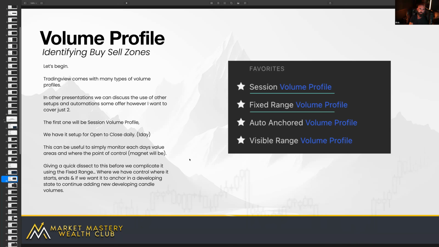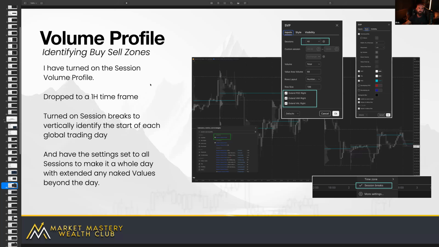We have it set up for open to close daily, meaning it's just going to give you a fresh volume profile every single day. This can be useful to simply monitor each day's value areas and where the point of control magnet will be. Give a quick dissect to this before we complicate it using the fixed range, where we have to control where it starts, ends, and we want it to anchor in a developing state to continue adding new developing candle volumes. So I've turned on the session volume profile.